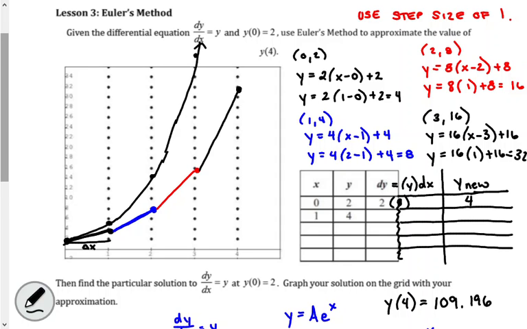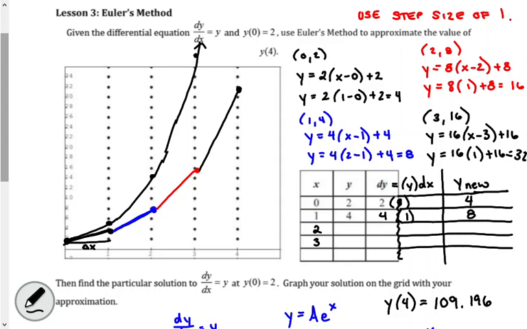4 is your new y value, so now you're going from 1 to 4. You calculate your new dy, which is 4. Your y value is 4. Your dx is 1. So 4 times 1. And then your y new is adding your dy plus your y. So 4 times 1 plus 4 is 8. So now you are at 2.